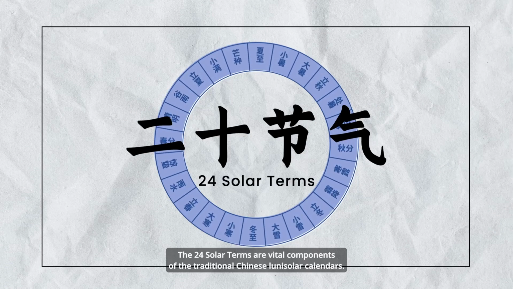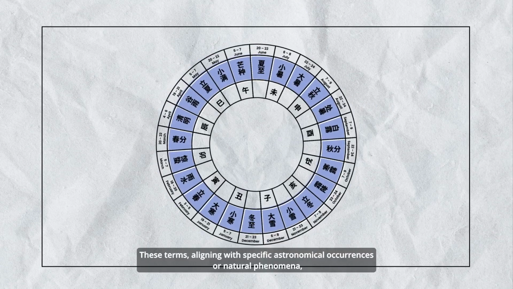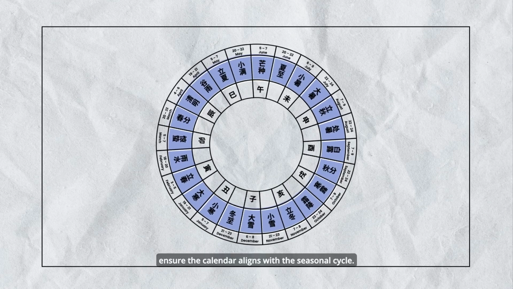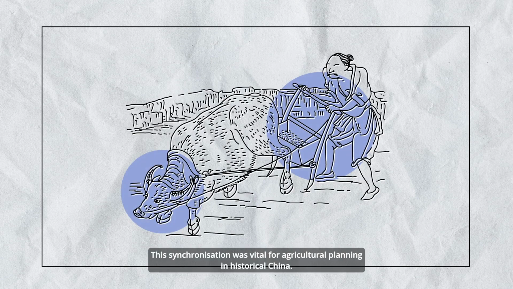The 24 solar terms are vital components of the traditional Chinese lunisolar calendars. These terms, aligning with specific astronomical occurrences or natural phenomena, ensure the calendar aligns with the seasonal cycle. The synchronization was vital for agricultural planning in historical China.